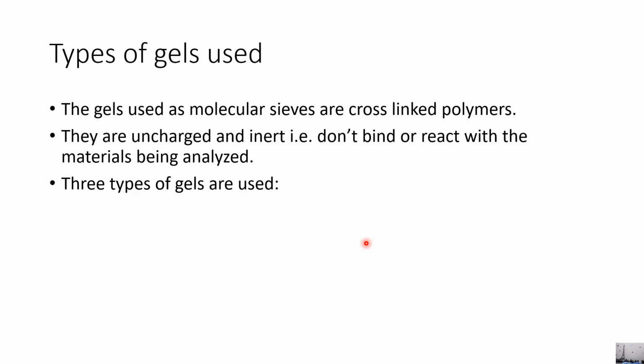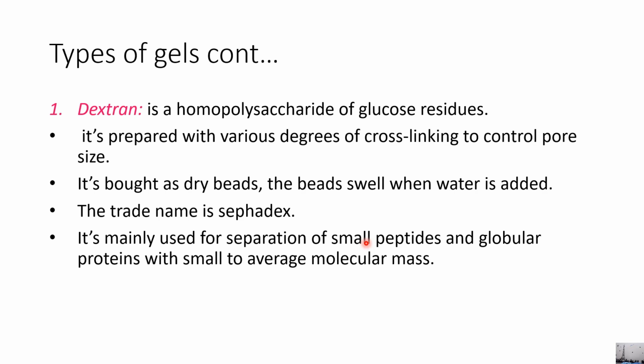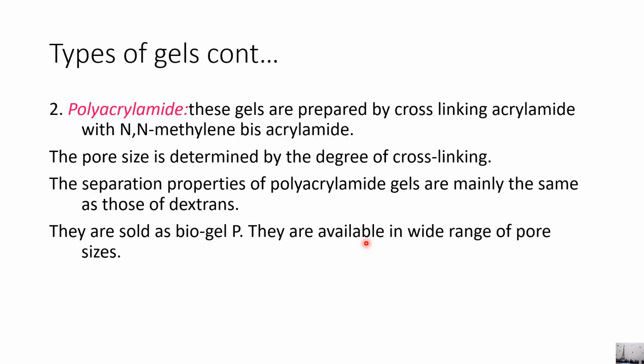The gels that are used as molecular sieves can be cross-linked polymers. They are unchanged and inert, meaning they don't bind or react with the material analyzed. There are three types of gels. They can be dextran, which is a homopolysaccharide of glucose residues, prepared with various degrees of cross-linking to control pore size. It's bought as dry beads, which swell when water is added, and the trade name is Sephadex. It's mainly used for the separation of small peptides and globular proteins with small to average molecular mass.